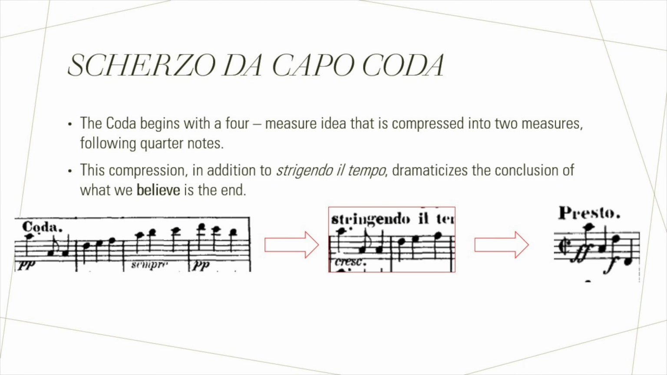The coda begins with a 4-measure idea that is compressed into 2 measures, then compressed into 1 measure. You can see the compression here illustrated in the slide, and obviously these are derived from the rhythmic motif and from the melody. The compression, in addition to stringendo il tempo, dramatizes the conclusion of what we believe is the end. And the reason why I bold the word believe is because Beethoven, in his genius, gives us one last surprise before the conclusion of the movement.